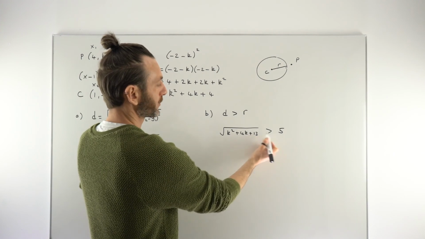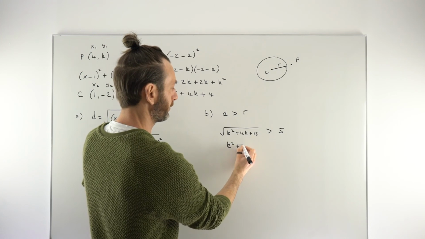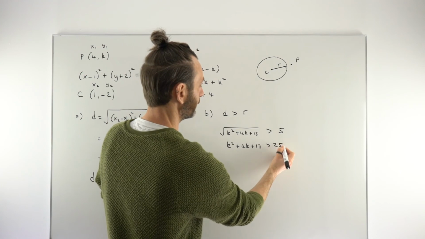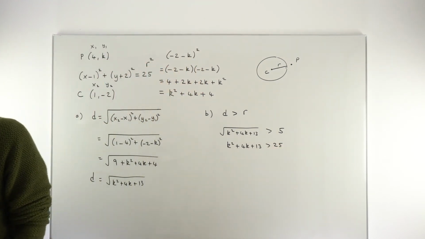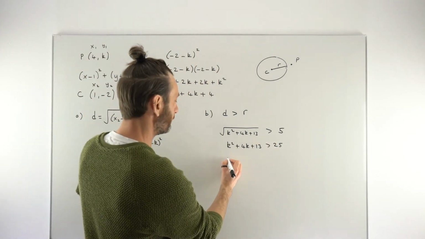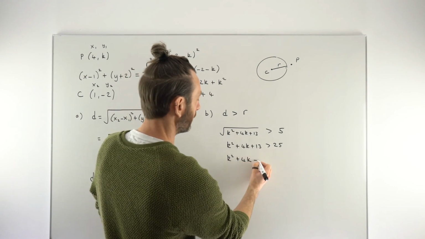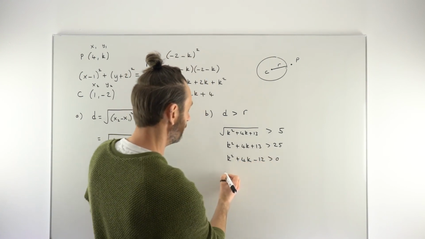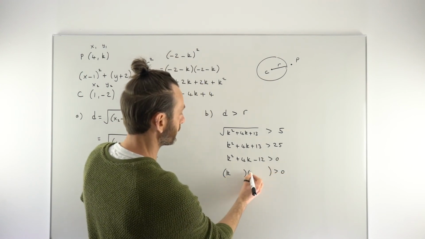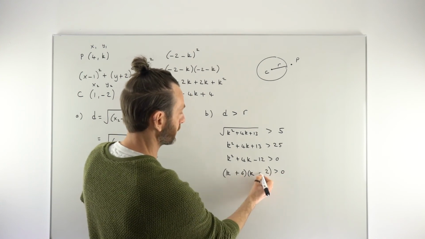Okay, so we can start by getting rid of the square root by squaring both sides. That's going to give us k squared plus 4k plus 13 is greater than 5 squared, which is 25. And we're going to want to form this into a trinomial. So we can form our trinomial by taking the 25 over. So we get k squared plus 4k, and 13 minus 25 is minus 12, is greater than 0. We need to factorize this into two brackets like this. This one, by the way, will factorize with a positive 6 and a negative 2.